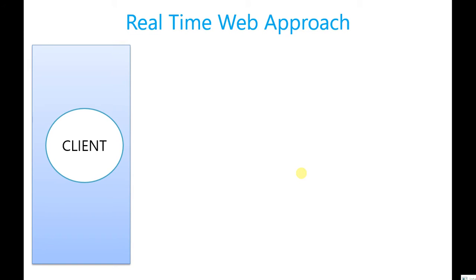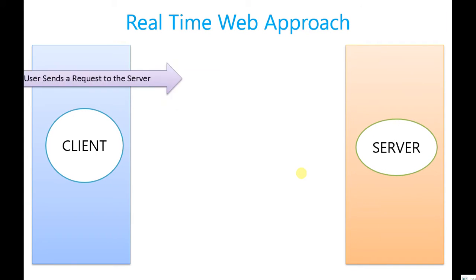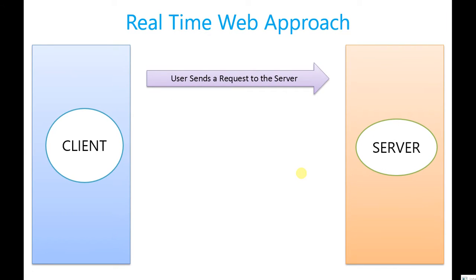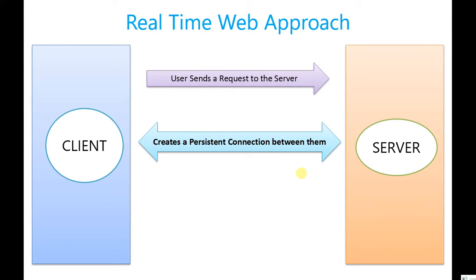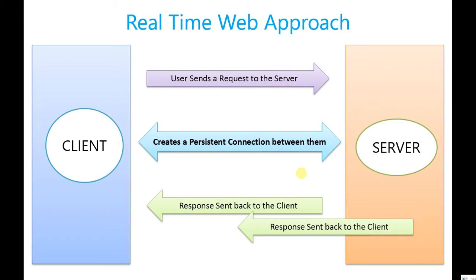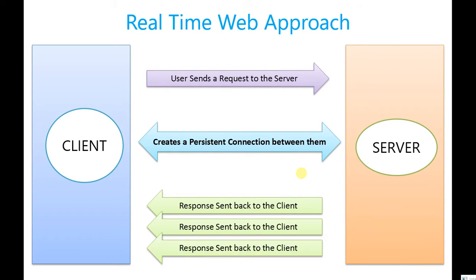So how does it work? You have a client and a server. The client makes a request to the server. In the old scenario, what happens? The client is requesting and the server responds, creating a connection between them, and after that a response is sent back to the client. Again a response goes to the client, and again and again.